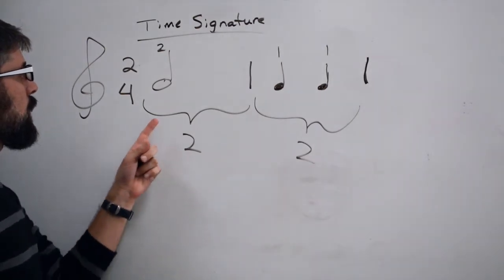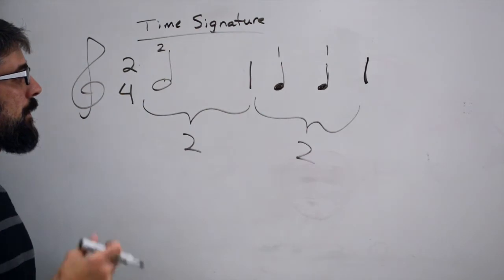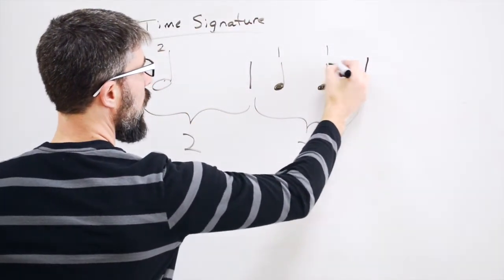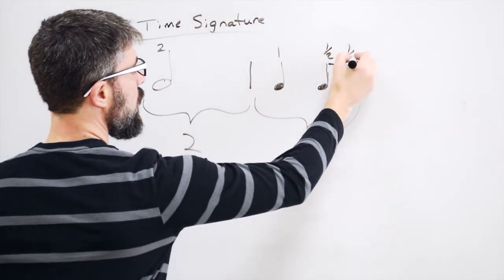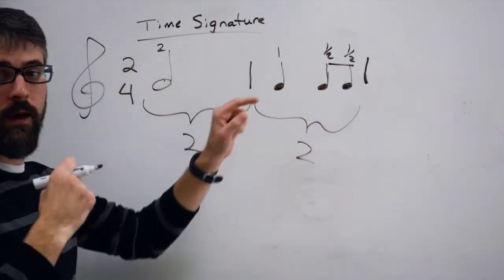So here's my steady beat. Da, da, da. Or maybe I want to switch this up. I can put in some eighth notes, which are half a beat apiece. Da, da, da, da, like that.